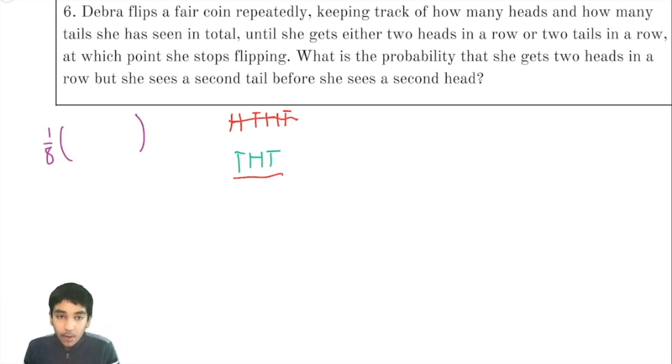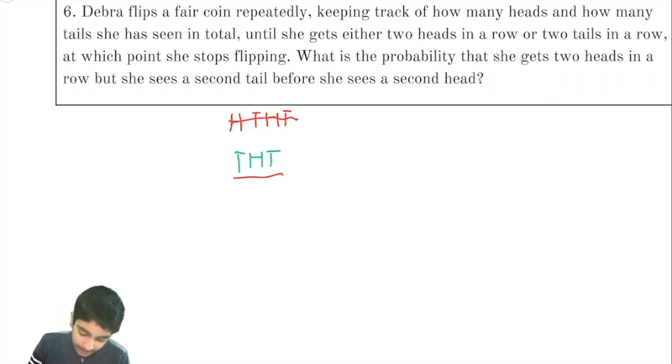Now, after THT, what must we have to finish the sequence? We have to have 2 heads in a row, so you have to have something like HH. But after THT, we can also have maybe an HT, and then we can also have another HH.